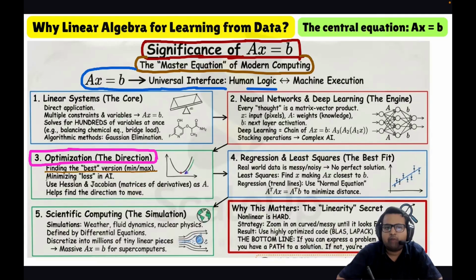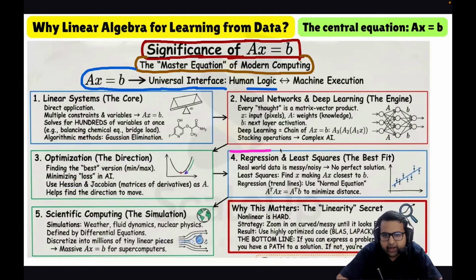And AI optimization is minimizing the loss. So basically, in AI, for optimization, we calculate the Hessian and the Jacobian, which are just the matrices of derivatives. So in optimization, the capital A is the matrices of derivatives. So capital A is the Jacobian matrix or the Hessian matrix. Now, it is used to find the direction to move to optimize the parameters.